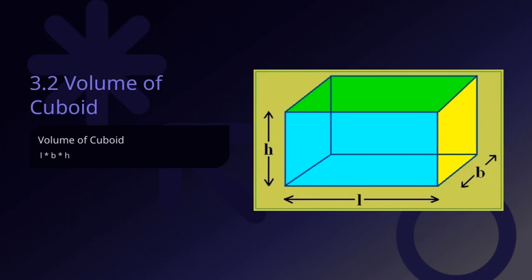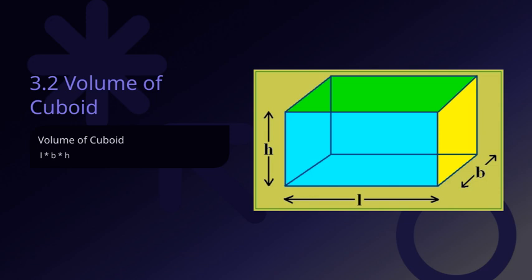Let's take a closer look at the volume of a cuboid. As you can see, it's calculated by multiplying the length, L, by the breadth, B, and the height, H. This formula is fundamental because it helps us understand how much space a cuboid occupies. When we talk about the volume, we're essentially measuring the capacity inside the shape. It's important to grasp this because many real-world objects are cuboids, like boxes or rooms.